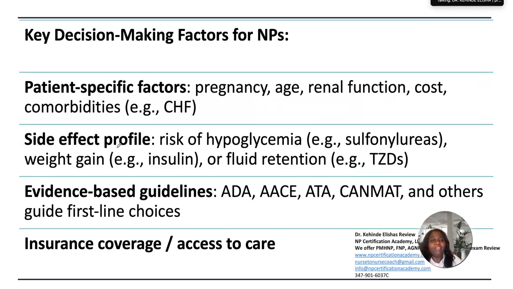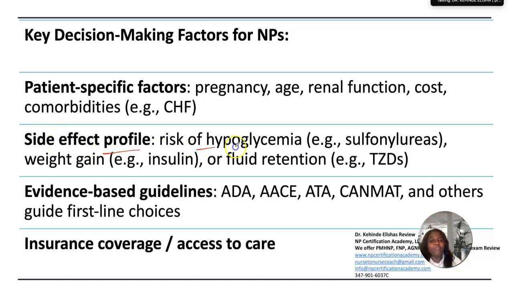So key decision-making factors for NPs, patient-specific factors: pregnancy, age, renal function test, cause, comorbidities. These are how we're going to pick medication. How do you select medication? Just don't pick just to pick. As well on your exam, look at the big picture before you pick a medication.